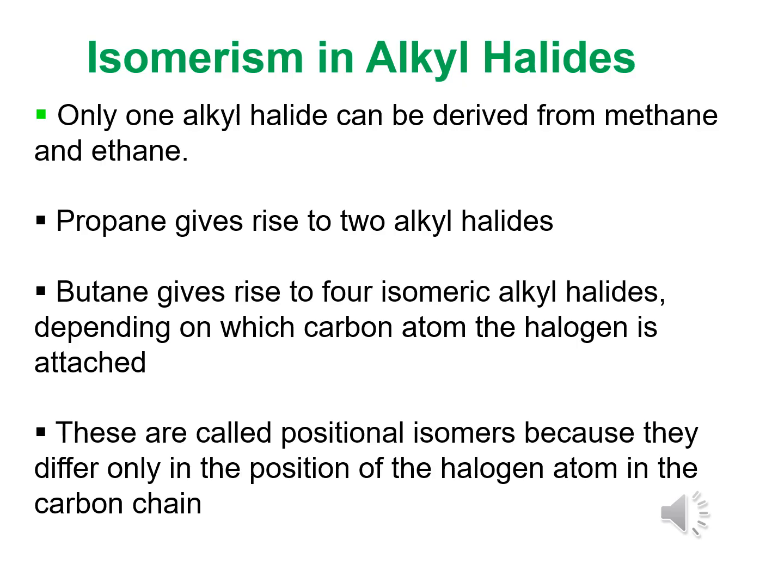So that's isomer. So in alkyl halide, isomerism starts from propane. In propane, you have 2 alkyl halides, which means 2 isomers. Butane is going to have 4 isomers. These isomers can either be position isomers or chain isomers. So we're going to have positional isomerism or chain isomerism when you come to alkyl halides.